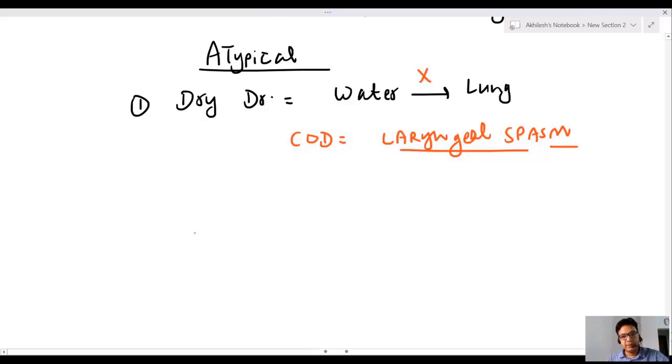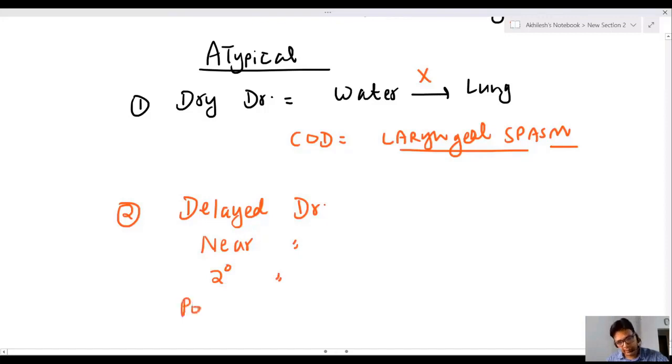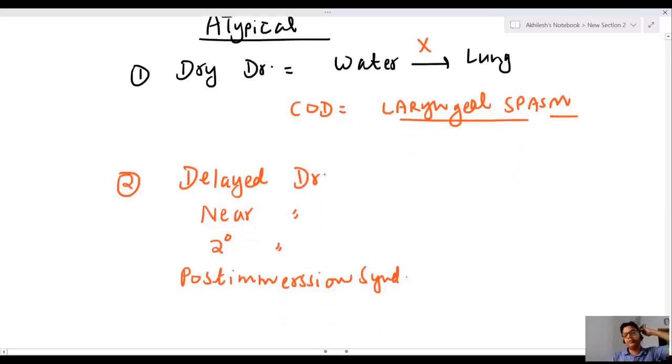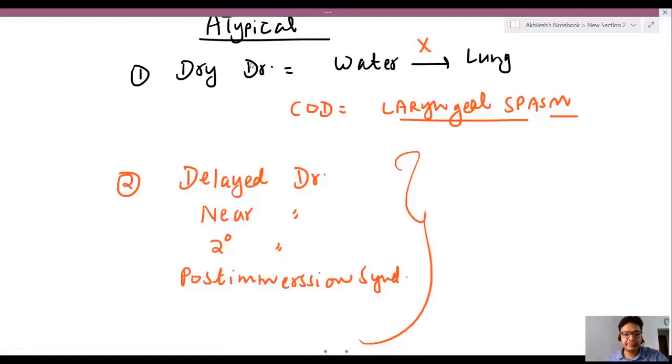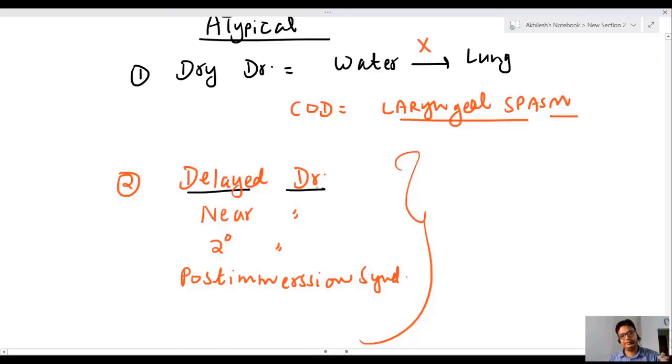Now, the second atypical drowning, sir, remember, is delayed drowning, which is also known as near drowning, secondary drowning, and post-immersion syndrome. As the name suggests, it is delayed drowning. Delayed means the person dies due to a delayed complication. Wet drowning, water goes in the lung. Dry drowning, the person dies due to laryngospasm. Delayed drowning, the person dies due to a delayed complication.